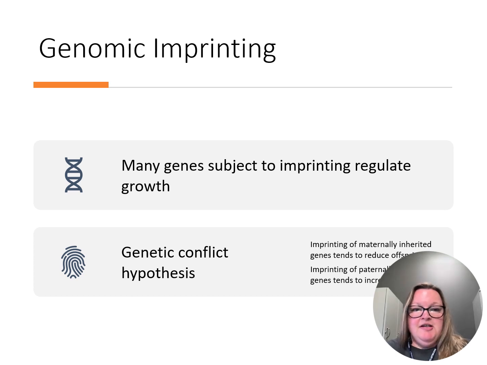This imprinting can affect the size of the offspring. If it's maternal imprinting, meaning the silenced gene is coming from mom, it can reduce the size of the offspring. And if it's coming from dad, sometimes it increases the size of the offspring.